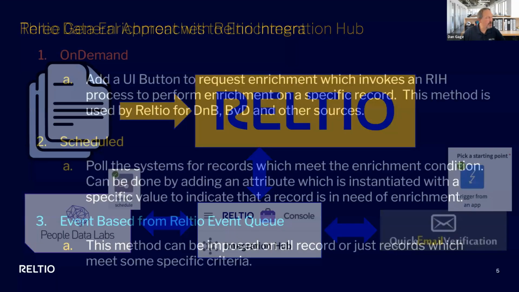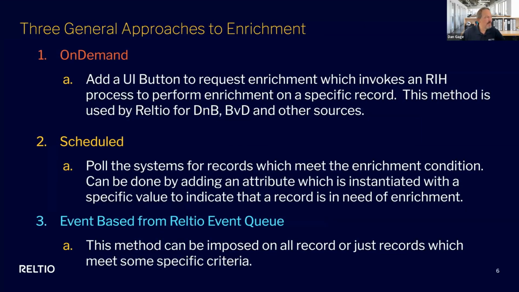To highlight that, I've broken those down into a couple different categories that are typical approaches to data enrichment. The first is really just on demand. And Chris mentioned that we're going to be adding a session later this summer for Reltio's integration with Dun & Bradstreet. Reltio's Dun & Bradstreet integration with Bureau van Dijk and some of our other sources does use this on-demand approach. It basically puts a user interface button into the Reltio application where a user can simply click that button and the record that they're currently on will get enriched. We will not be demonstrating that method today, but you will see that through some of our other connectors.